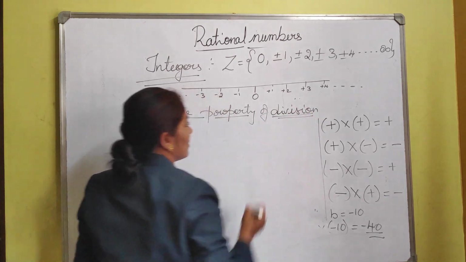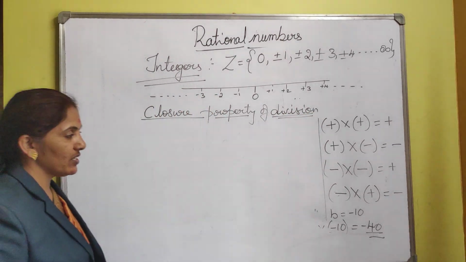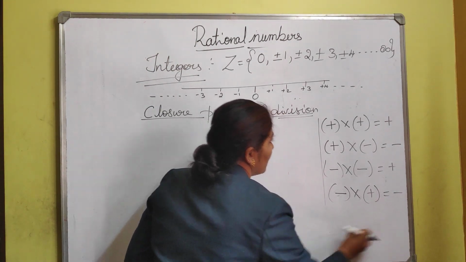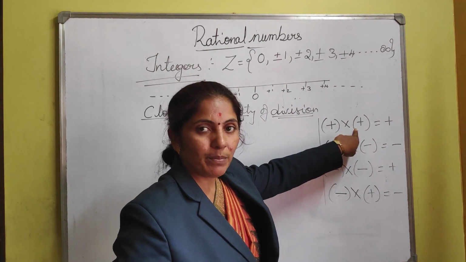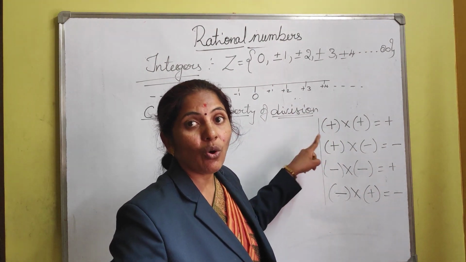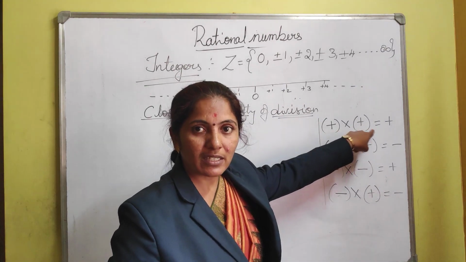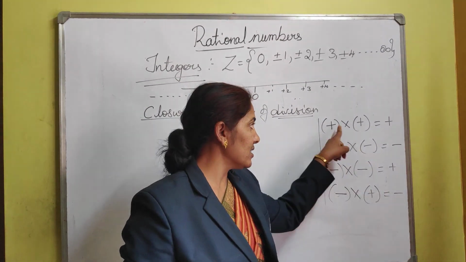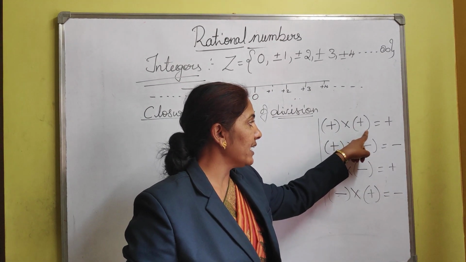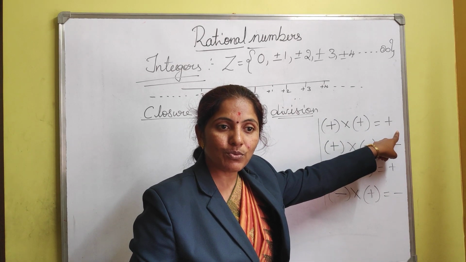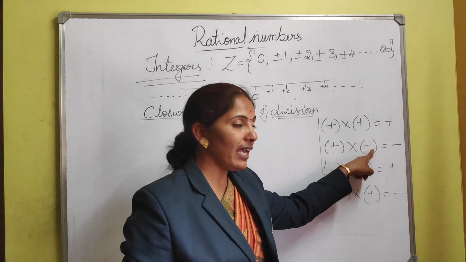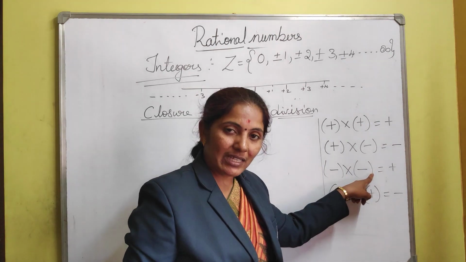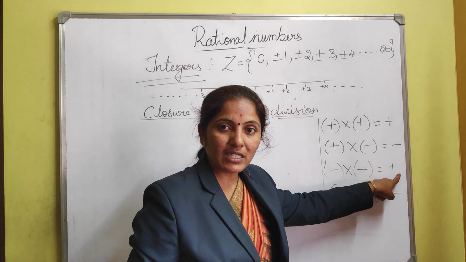What is the closure property of division? We have to recall the same rules we learned for multiplication. There we found the product; here we are going to find the quotient. The quotient of two like signs is positive. The quotient of two unlike signs is negative. When we divide any two like-sign integers, the quotient obtained is positive.